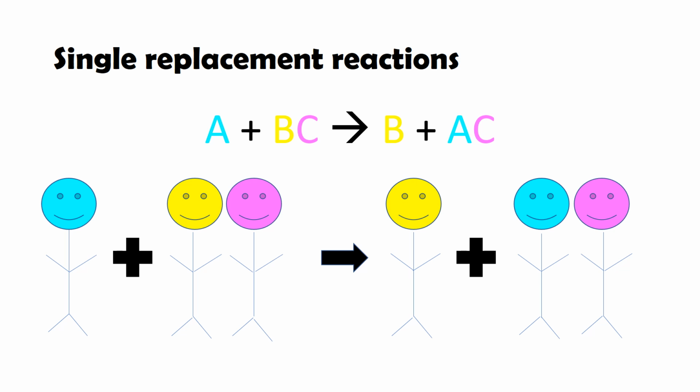A good analogy for a single replacement reaction is someone cutting in on a dancing couple. In this analogy, you have a couple, like BC, our ionic compound, and a lone dancer, like A, which represents our other metal. You can see how A, our lone blue dancer, has traded places with B, the yellow dancer, to create a different arrangement on the product side of the equation.